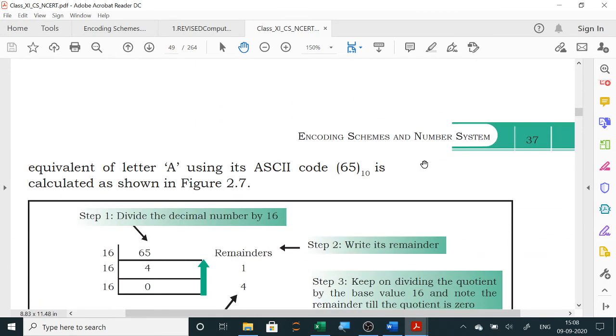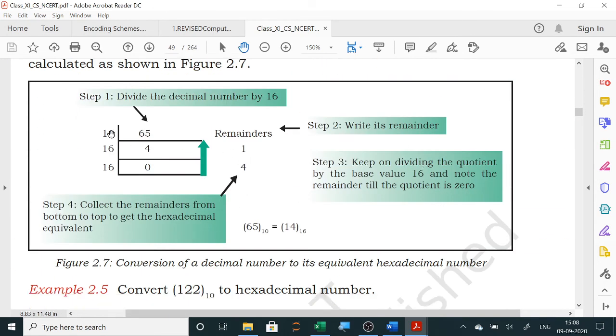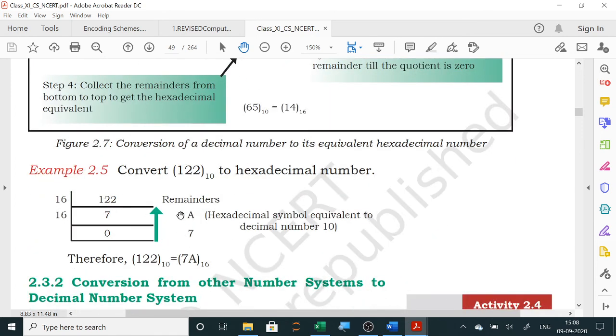Next is decimal to hexadecimal. You will divide it by 16, note down the remainders, and same way from bottom to top. The only difference is if your remainder is more than 9. If it is 10, you will write A, 11 is B, 12 is C, and so on. Clear? So here the answer from bottom to top is 7A. So this is your decimal to any other number system.